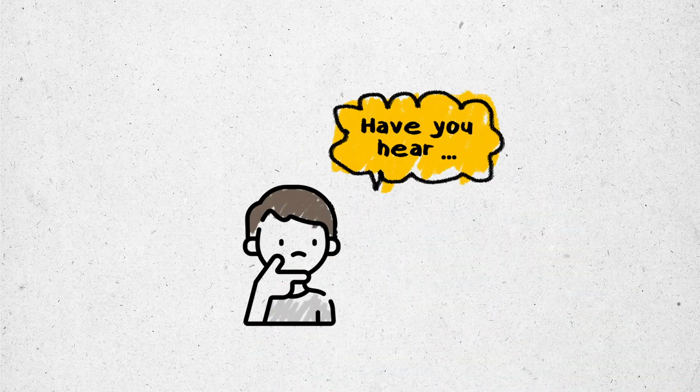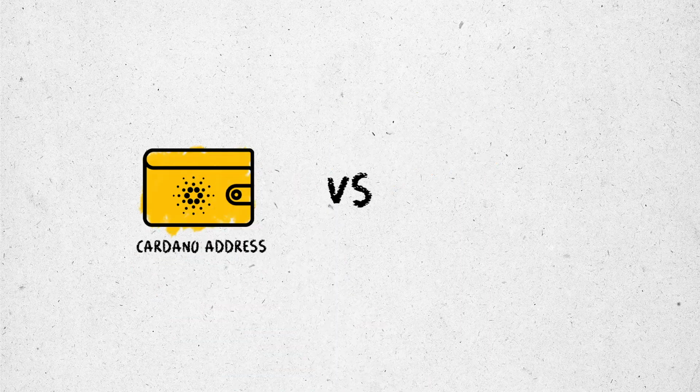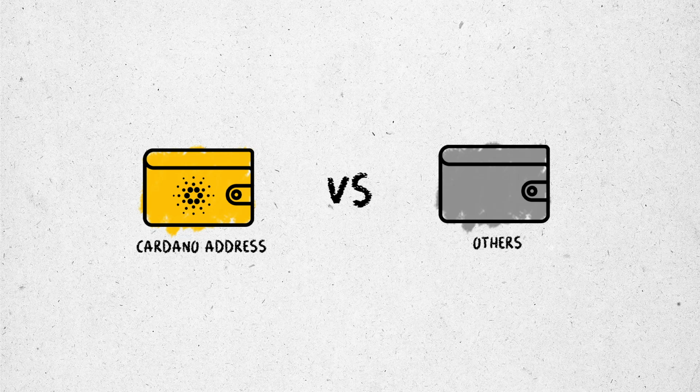You may have heard about some of these questions: is staking on Cardano really not requiring locking coins? Why does the Cardano network automatically record the amount of coins staked in each wallet whenever they change? Then, are there any similarities between addresses on the Cardano blockchain and others? Is there anything special about how Cardano addresses are designed?